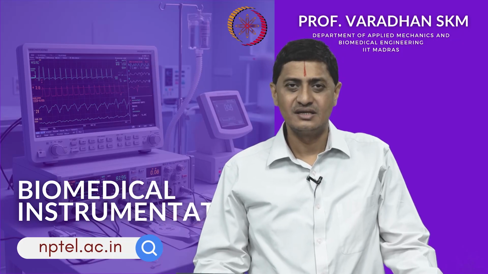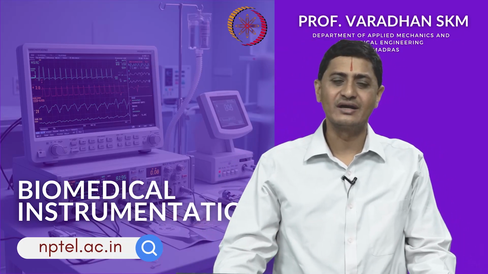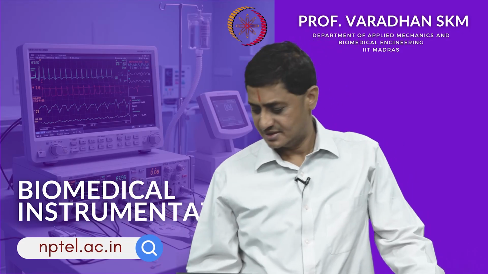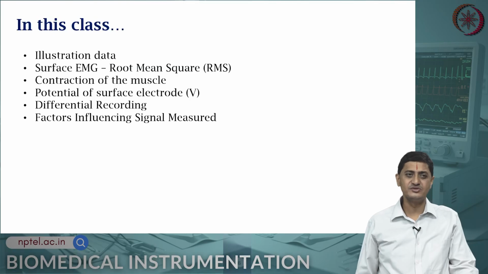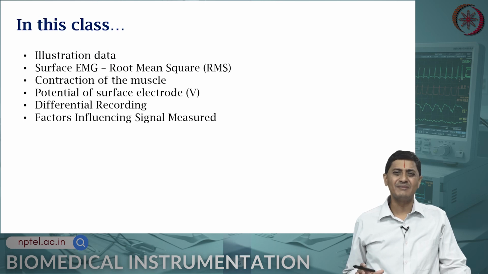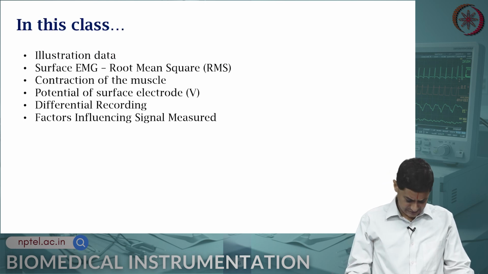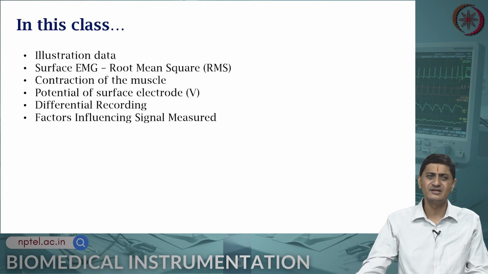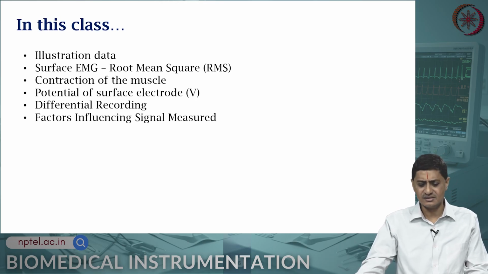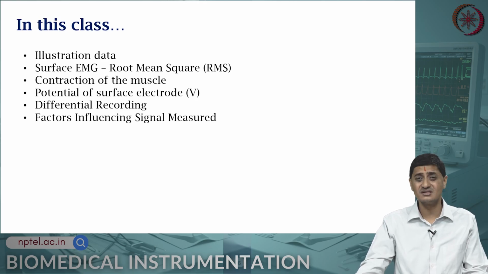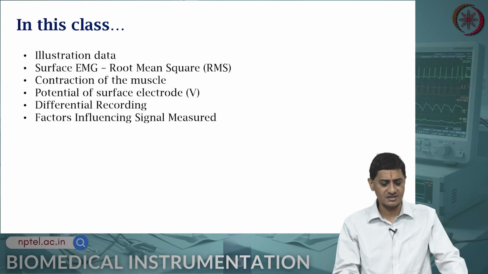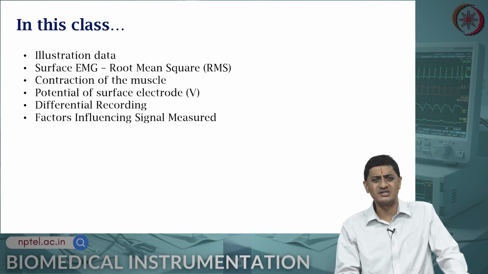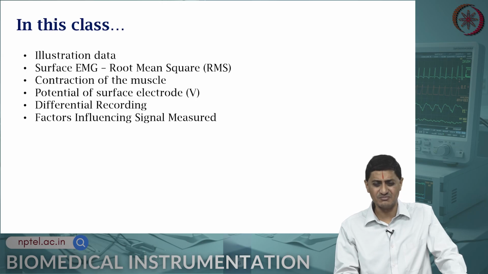In the previous set of videos, we have been looking at EMG. We will continue our discussion of EMG and look at some matters of detail, practical detail when it comes to EMG recording. We will look at some illustration data and what is RMS of EMG, how does contraction of muscle relate to EMG, and the potential at the surface electrode that you are measuring. What is the meaning of differential recording, differential electrode based recording, and what are the factors that influence signal measure, some practical considerations.